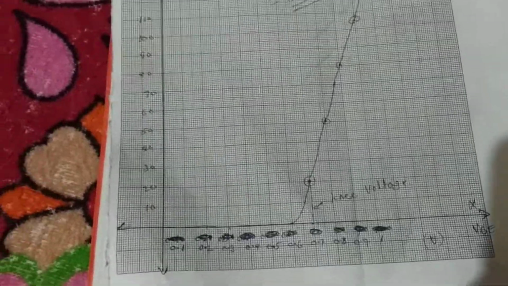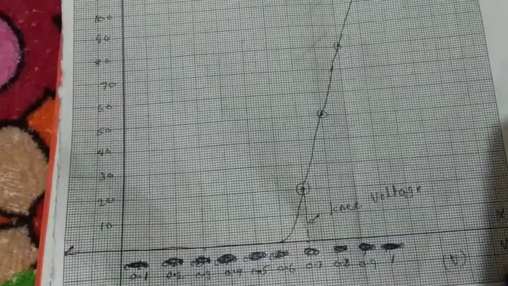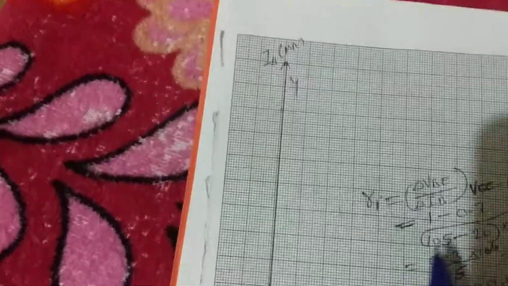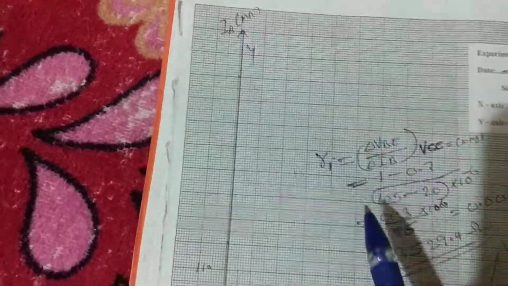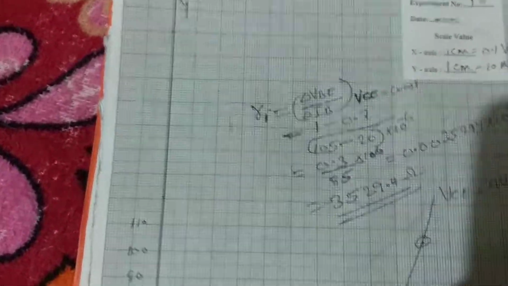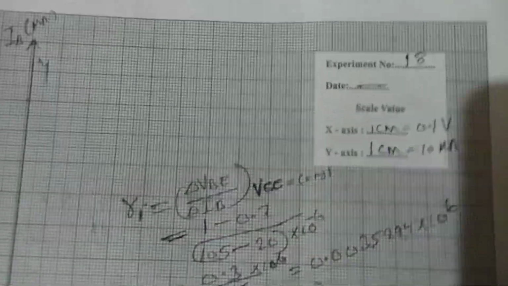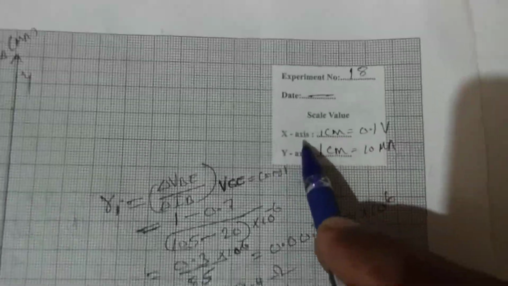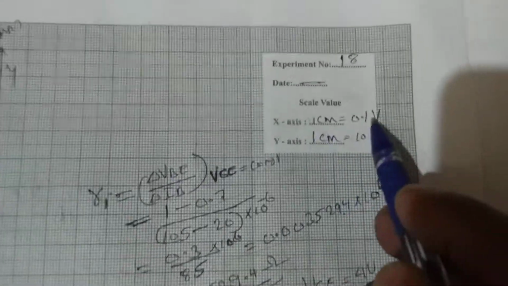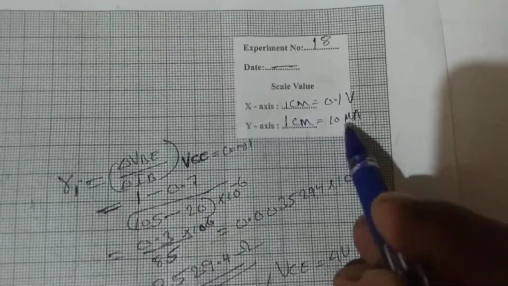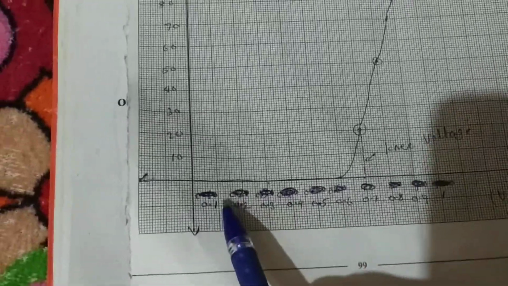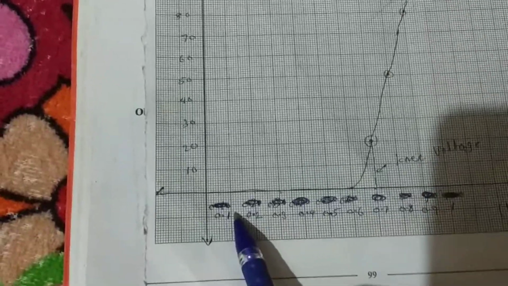Next is graph. First graph is VB versus IB. VB along the x-axis, IB along the y-axis. IB is in microampere and VB is in volt. And also you have to write a scale. Every student, you have to write a scale. X-axis 1 centimeter is equal to 0.1 volt and y-axis 1 centimeter is equal to 10 microampere. That way you mark the values.